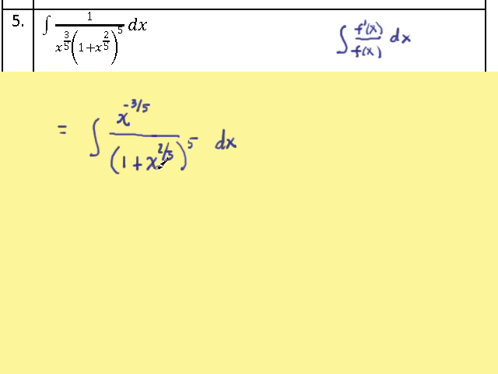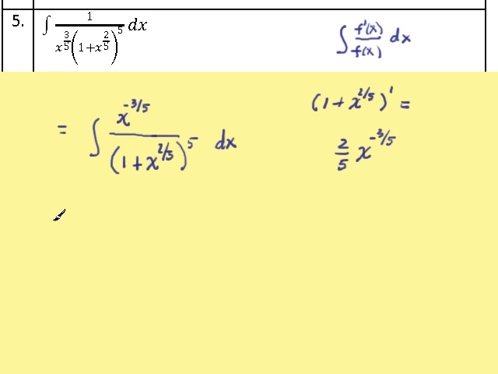Then we see if we take the derivative of the denominator. Let's just look at this on the side. The derivative of 1 plus x to the 2/5 is: the derivative of 1 is 0, and the derivative of x to the 2/5 is 2/5 x to the 2/5 minus 5/5, that's minus 3/5. So you see we have that right here in the numerator.